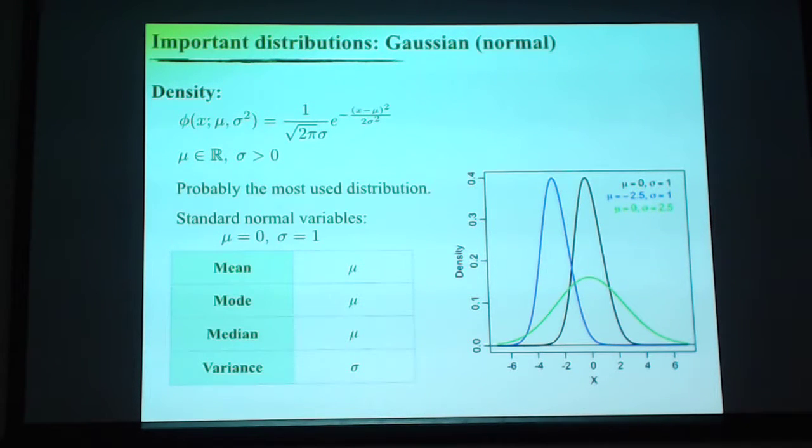In other ways, that's also important because it's the maximum entropy distribution of all the continuous distributions. And what else? For now, I think it's enough.